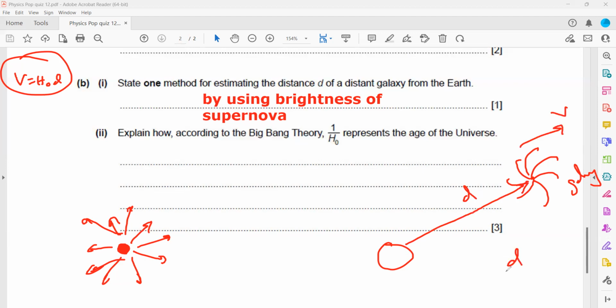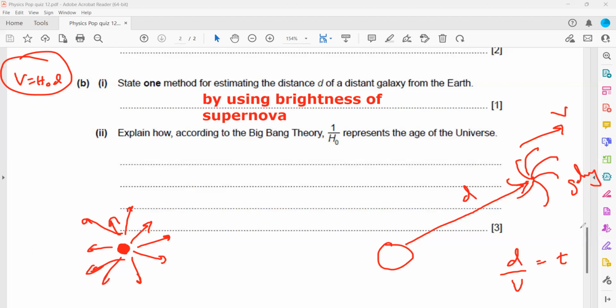So using the ratio between distance and speed, we can find the time, and that time is known as the age of the universe. Because everything was one, due to the explosion everything scattered, so we consider how much distance it traveled and at what speed this object is moving.